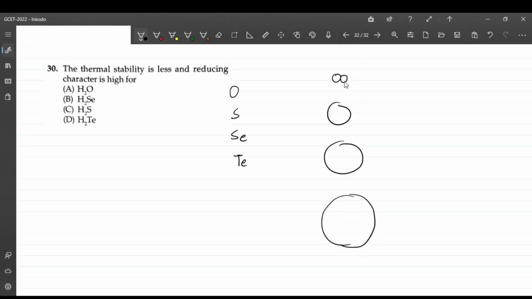This is the hydrogen atom connected to this. This is the hydrogen atom connected to this. And this is the bond length, I will say. So the one which is having the higher bond length will have the least thermal stability. So the one with less thermal stability is tellurium hydride. So the answer is option D.